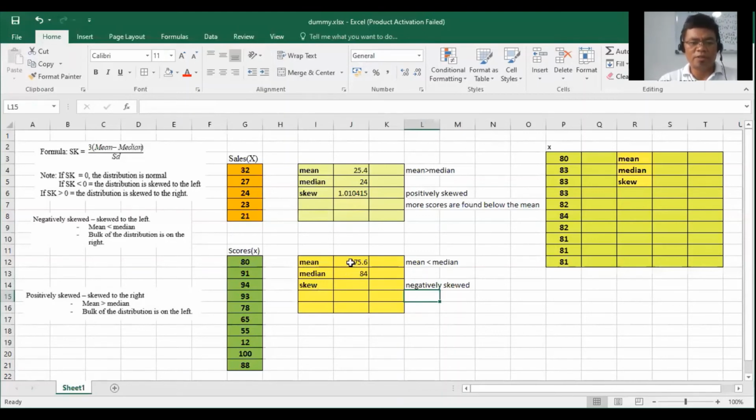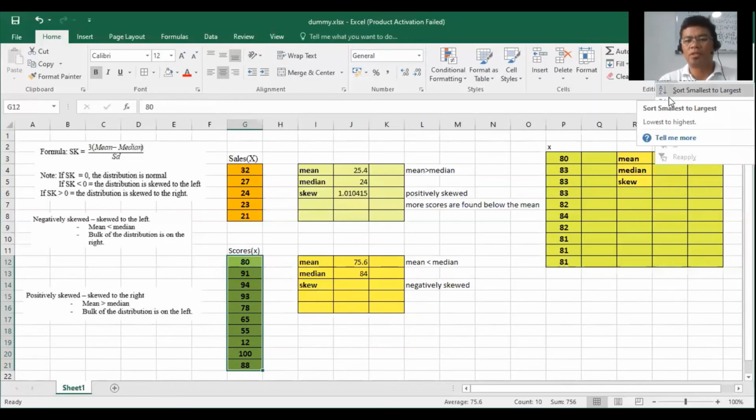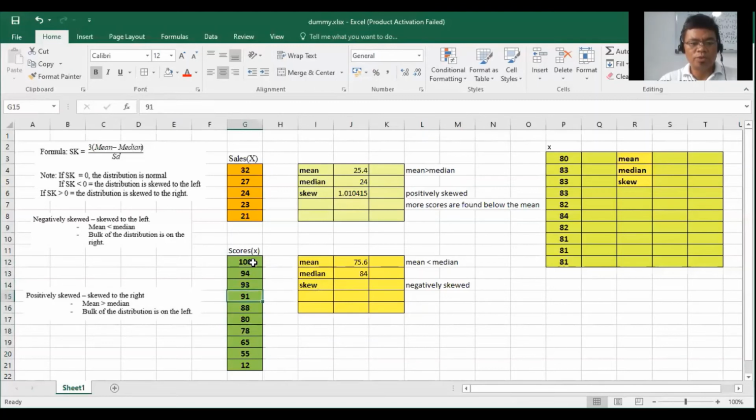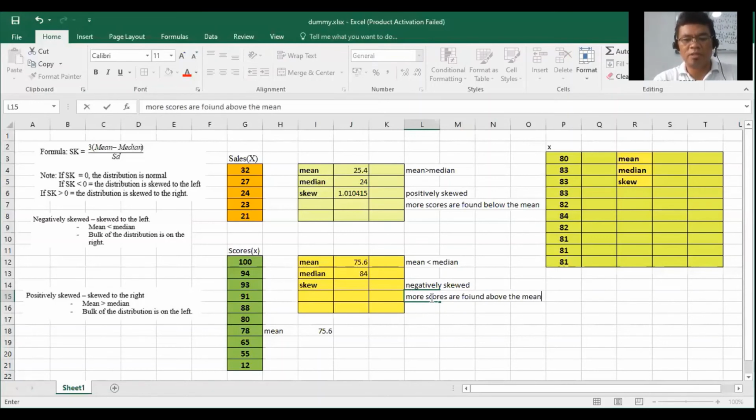The average is 75.6, so we average first our values here. We go to sort. From 75.6, we have 1, 2, 3, 4, 5, 6, 7. There are 7 scores that are found above the mean, and there are only 3 scores that are found below the mean. The bulk is on the right because the mean is less than the median and it is negatively skewed. So more scores are found above the mean value.